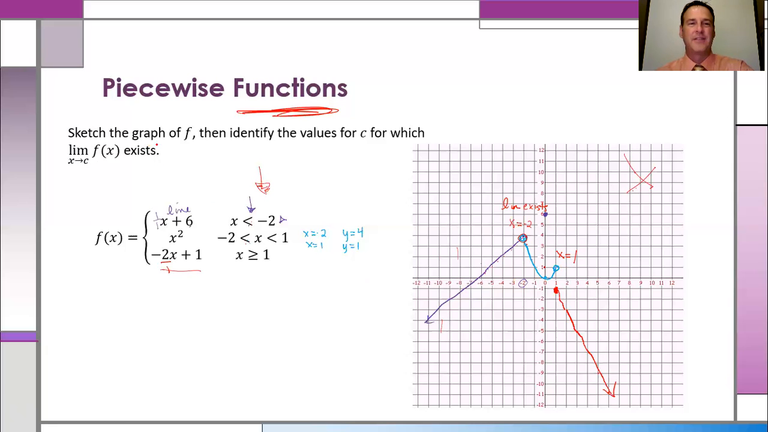So sketch the graph, we did that. Identify the values for which the limit does exist. It exists everywhere but x equals 1. So to answer this question, you can do it a couple ways, and this is the good scholarly calculus way. You can say from -infinity to 1, union, and then from 1 to infinity.